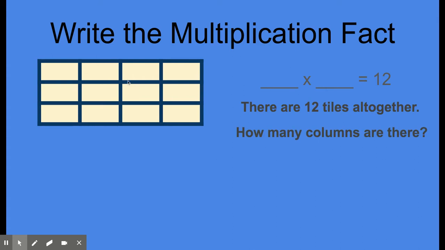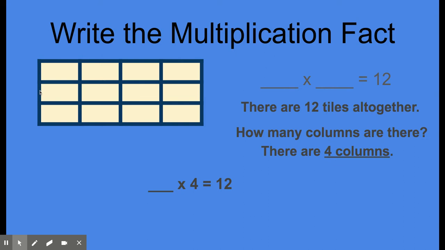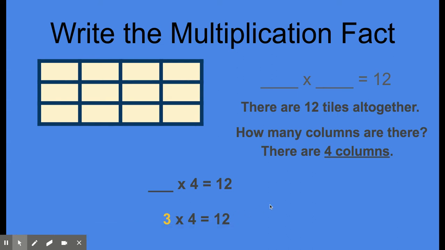How many columns are there? Remember, columns stand up nice and tall. So we have 1 column, 2 columns, 3 columns, 4 columns. So there are 4 columns. Now we know so far our multiplication equation is blank times 4 equals 12. Now we know this side is 4. 1, 2, 3, 4. Now we need to know how many rows there are. Right, there are 3 rows. So 3 multiplied by 4 is 12. We're going to do a few more like these.